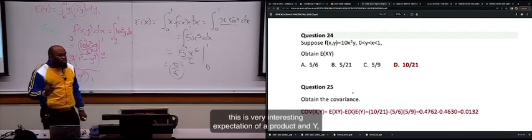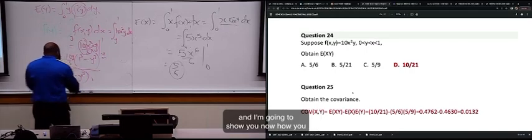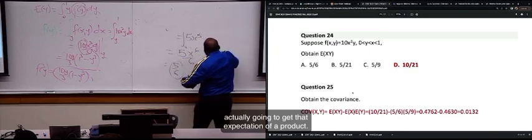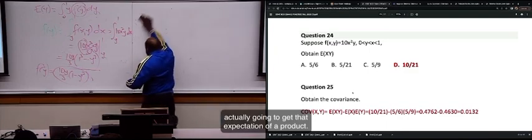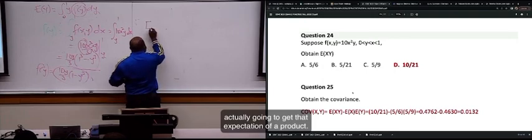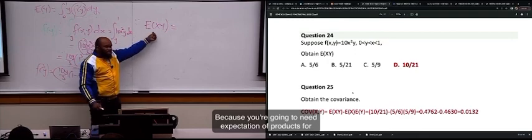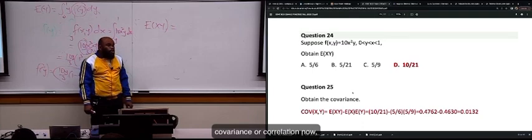Then I can get, and this is very interesting, the expectation of a product, x and y. I'm going to show you now how you actually get that expectation of a product, because you're going to need the expectation of a product to be able to answer a question that has to do with covariance or correlation.